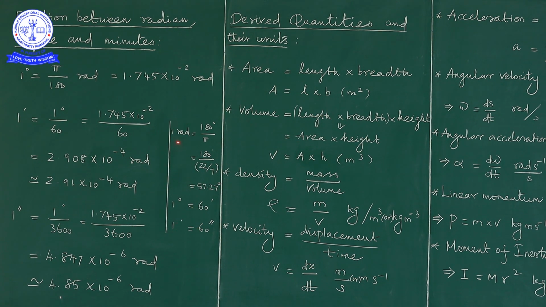See, 1 radian is equal to 180 degree by pi. Or we can replace it: pi radian is equal to 180 degree also. So simply we can say pi is replaced by 22 by 7. So it is the ratio of 180 degree divided by 22 by 7.